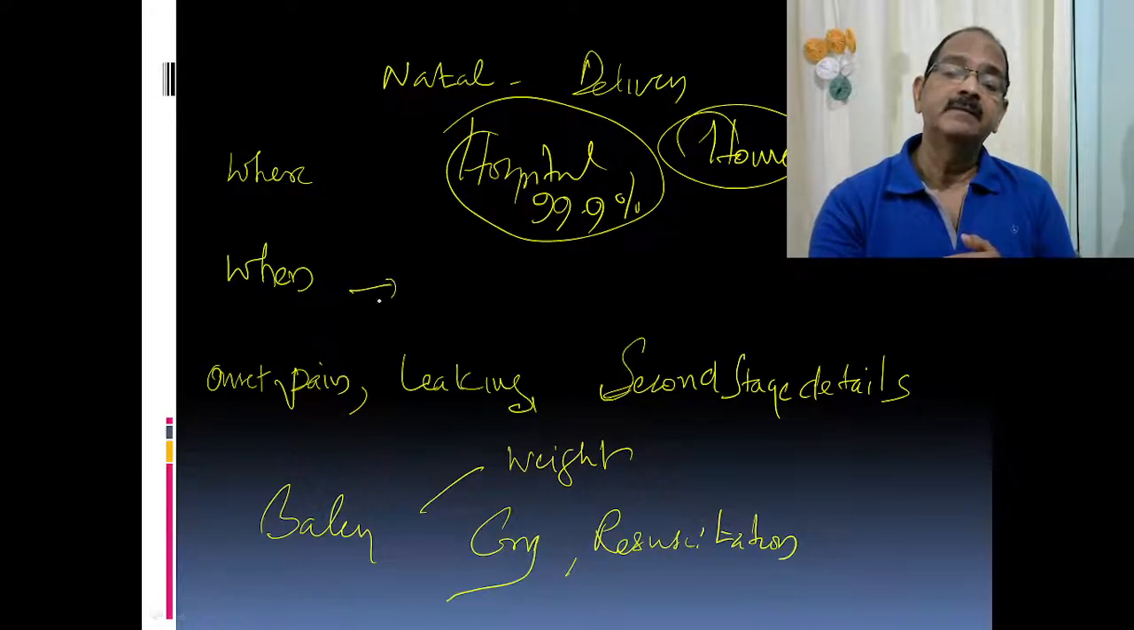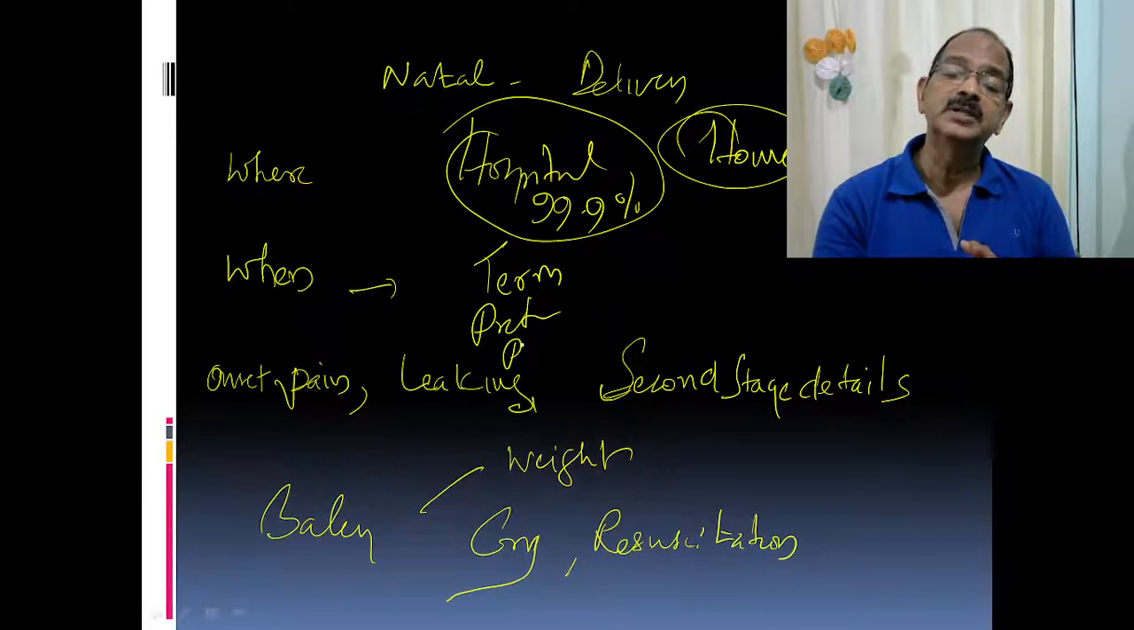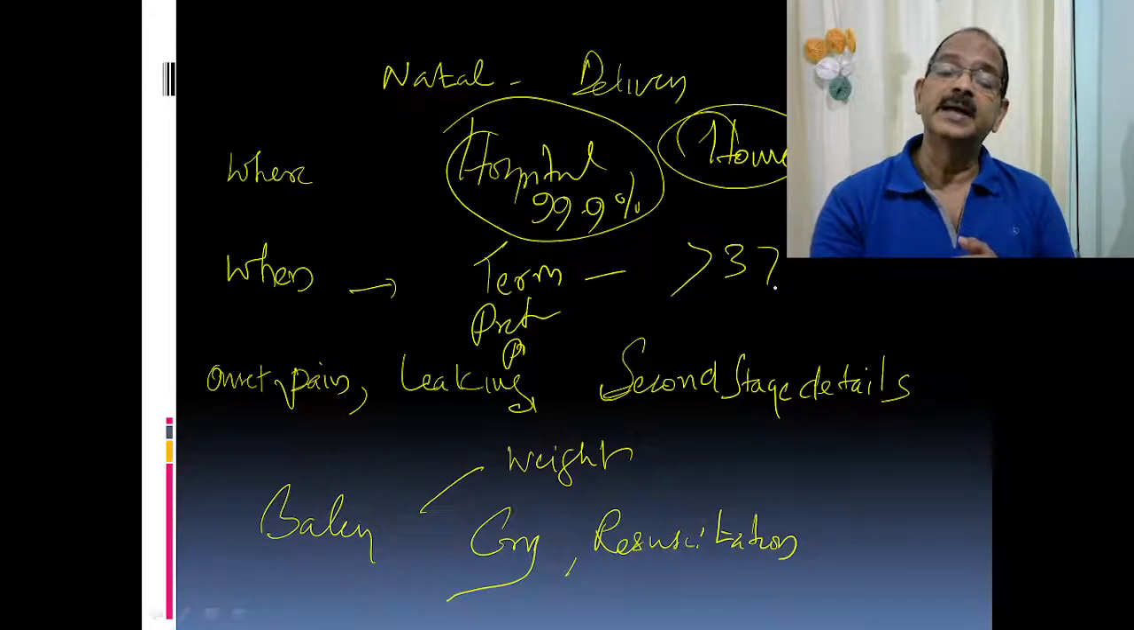And then, when was the delivery? Was it term? Was it happening earlier, pre-term? Was it happening post-term? Term is beyond 37 weeks. And if it is earlier than that, it is pre-term. And more than 42 weeks is post-term.